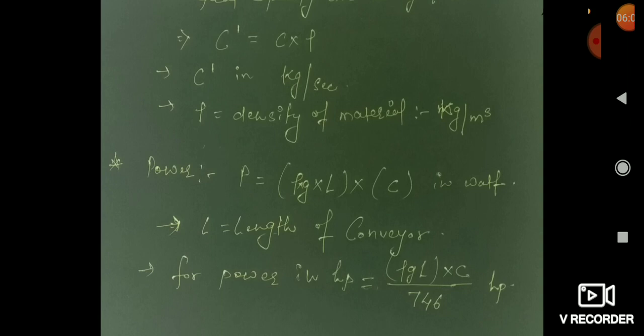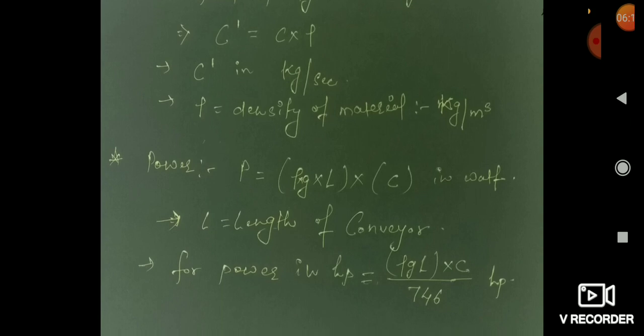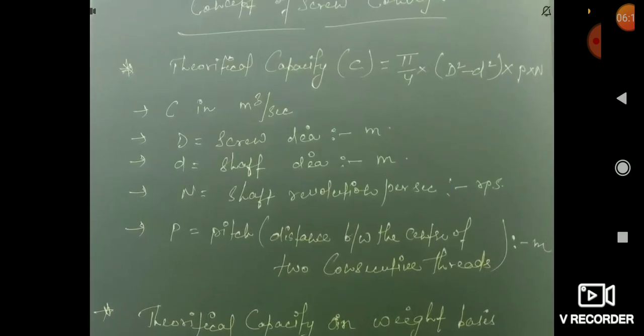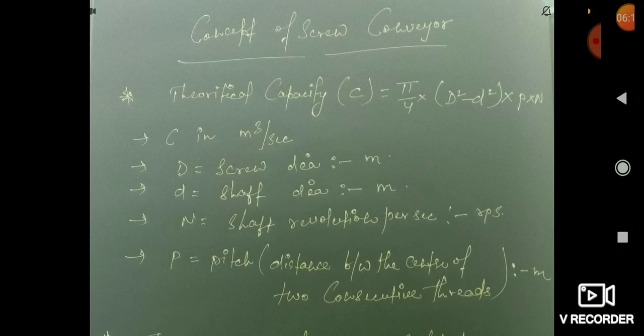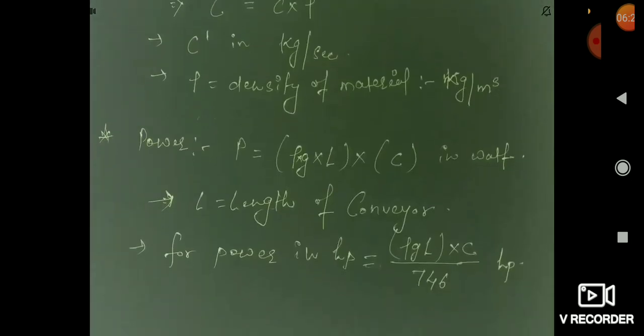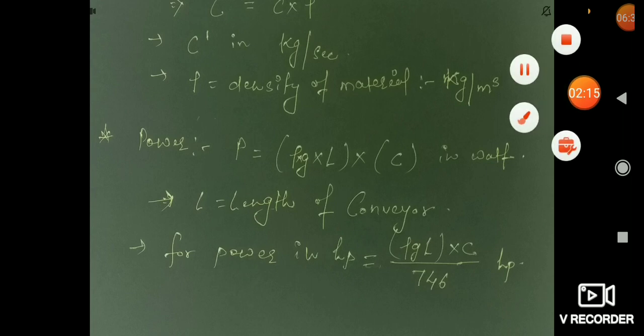Friends, here L is the length of conveyor. You should take care about that length of conveyor. Many students have a doubt here. For calculating the theoretical capacity, I have used the pitch of conveyor. But for calculating the power, you should consider rho g L, meaning length of conveyor. Here L is the length of conveyor. So you should take care about this.